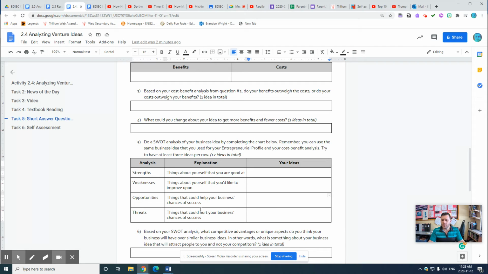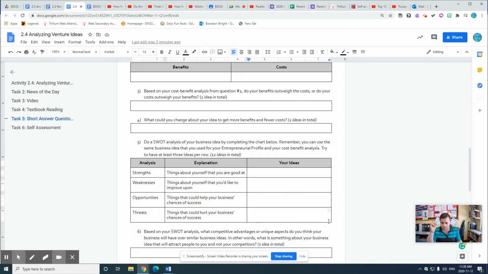And then what are 3 things that could hurt your business's chances of success? So it could be having to balance work and school. Or it could be maybe you have a young child and you have to take care of them, which is a full-time job right there. Or it will definitely be your competitors.